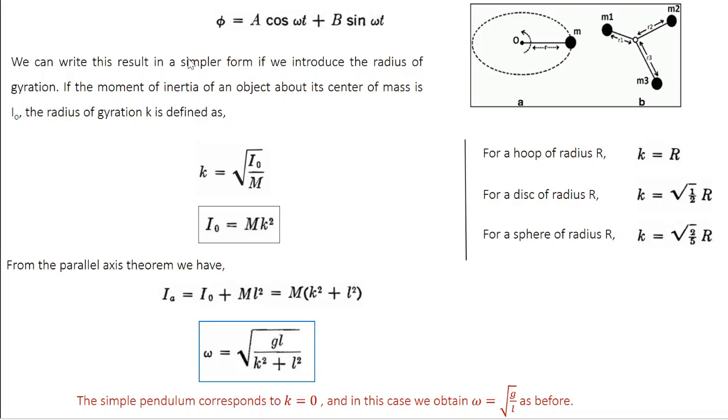So if the moment of inertia of an object about its center of mass is I naught, then the radius of gyration k is defined as k equal to square root of I naught by m, or I naught equal to mk square.